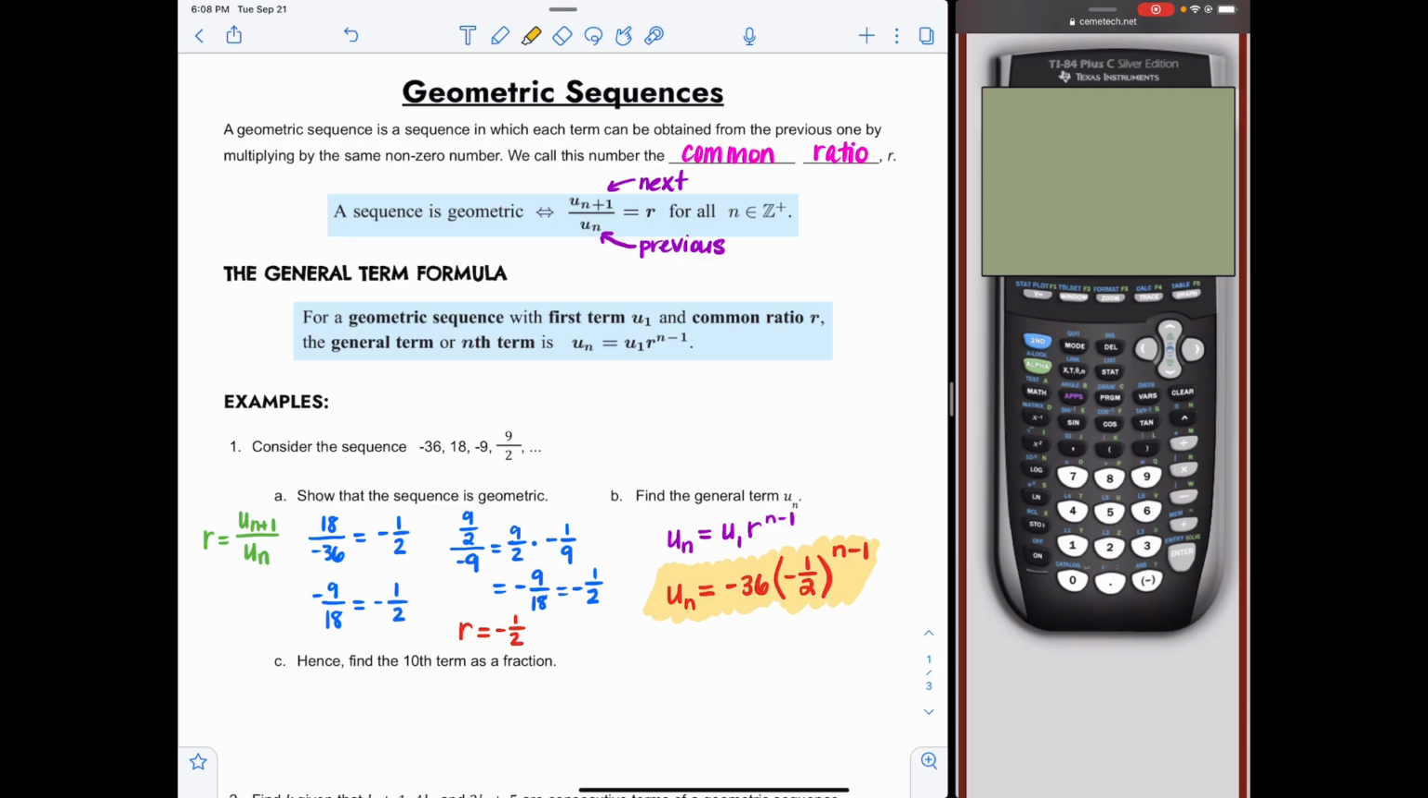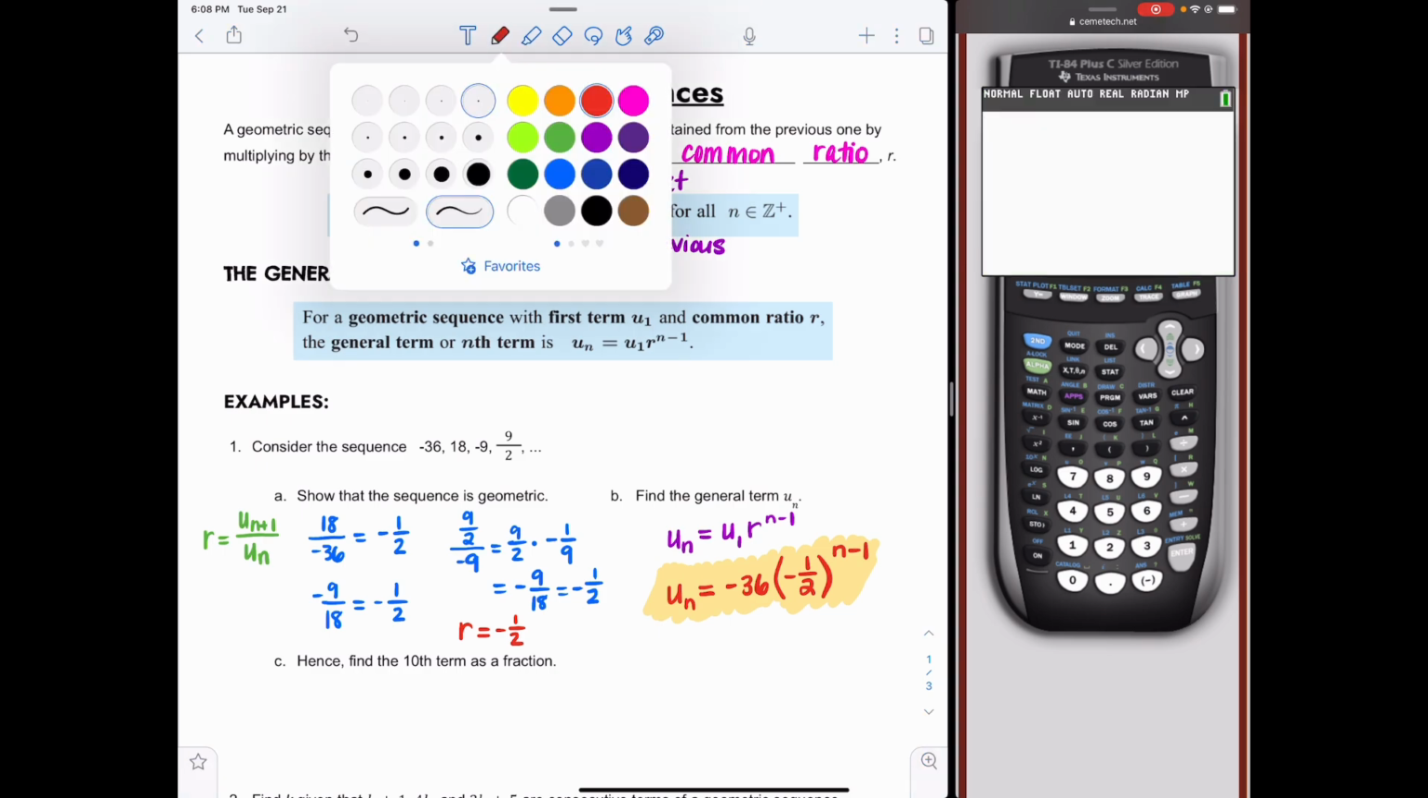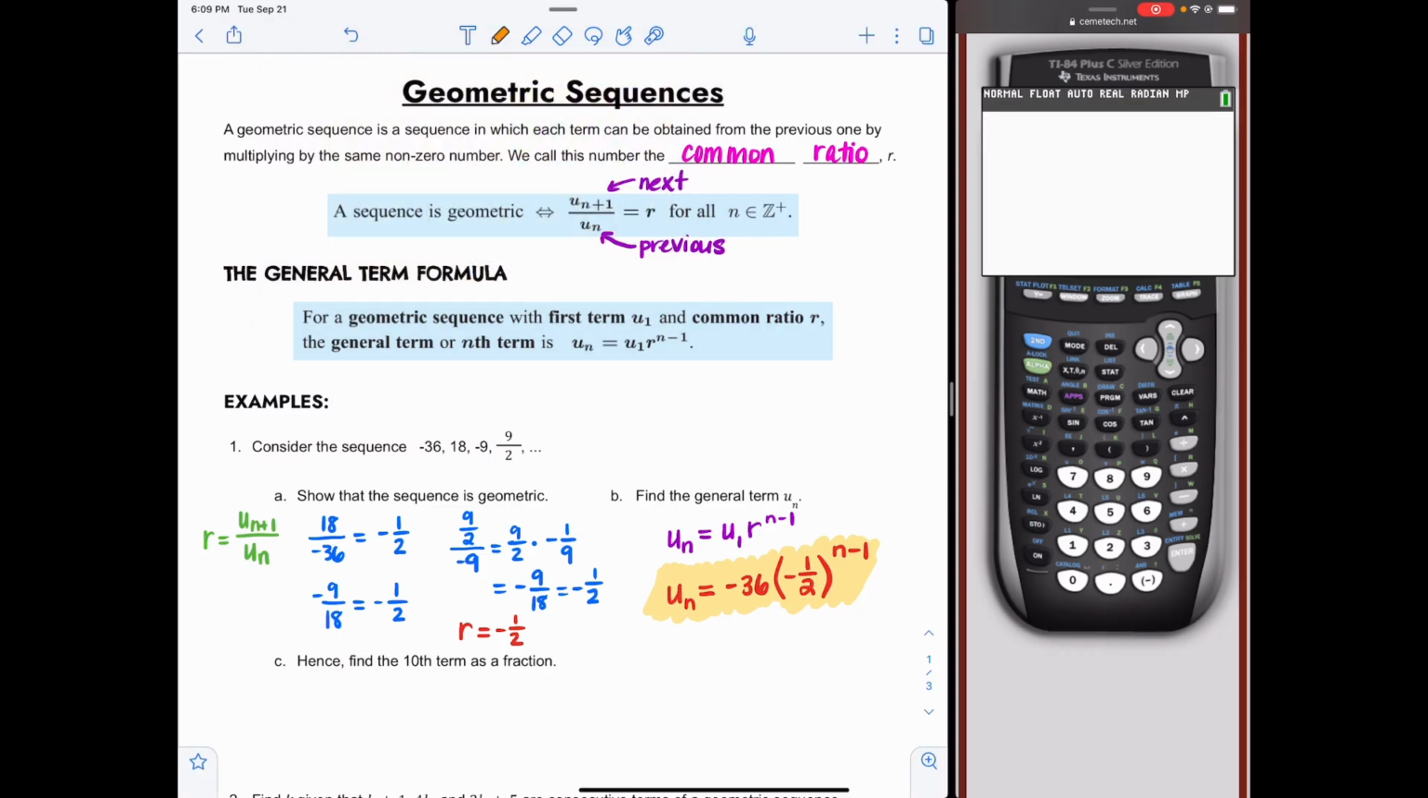Part C says, hence, find the 10th term as a fraction. If we want to find the 10th term as a fraction, we have to substitute in. So we want to find u sub 10, which is equal to negative 36 times negative 1/2 to the power of 10 minus 1, because we substituted 10 in for n in the exponent. So this is equal to negative 36 times negative 1/2 to the power of 9.